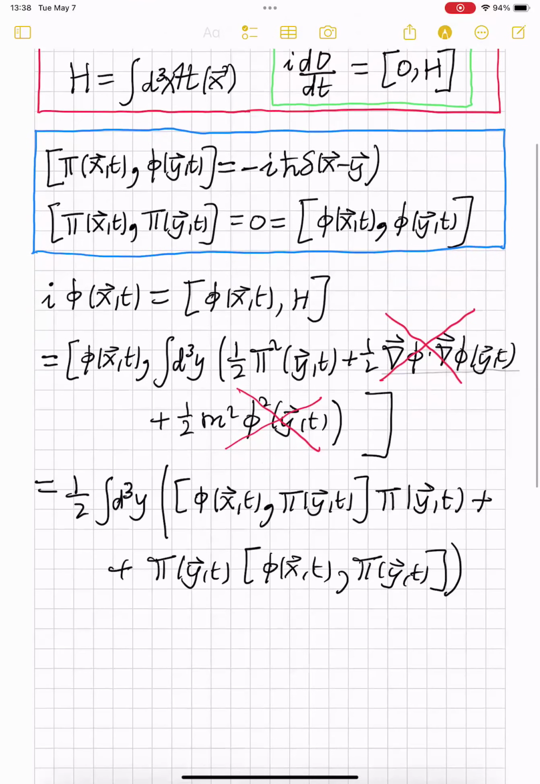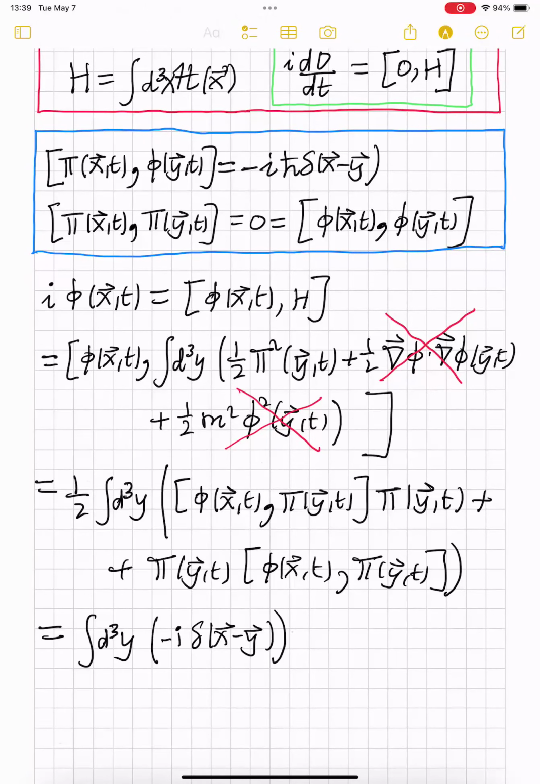Good. Now, what is this commutator equal to? Well, there it is in the blue box. It's minus i h bar delta of x minus y. I'm not going to keep the h bar anymore, so let me just set h bar equal to 1. And the delta function, of course, is a number, so it commutes with pi. So the two terms inside the bracket are going to be identical. I'm just going to write one of them, and I'm going to drop the 1/2 up front. Okay? And then I will have minus i, delta x minus y, and then we've got pi of y comma t.